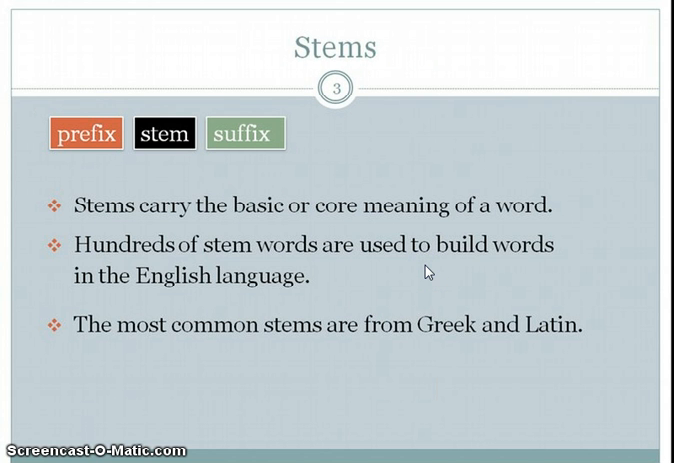If we start with the stem, we're starting with what we call the basic or core meaning of the word. In fact, in English there are many stem words. Stem words are sort of like roots in Hebrew or in Arabic, and we use them to build new words. Many stems in English come from Greek and Latin, and that's a whole other story that we're not going to get into today. But we're going to be looking at the stem and seeing what happens when we add a prefix or a suffix.